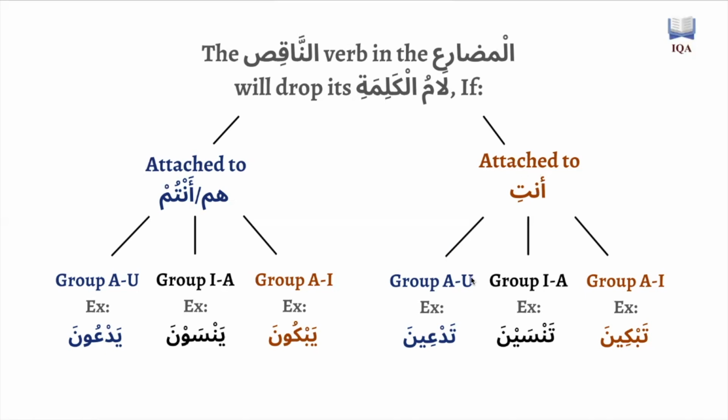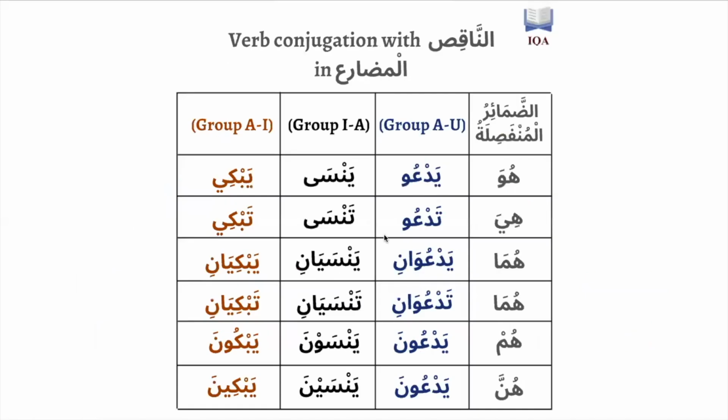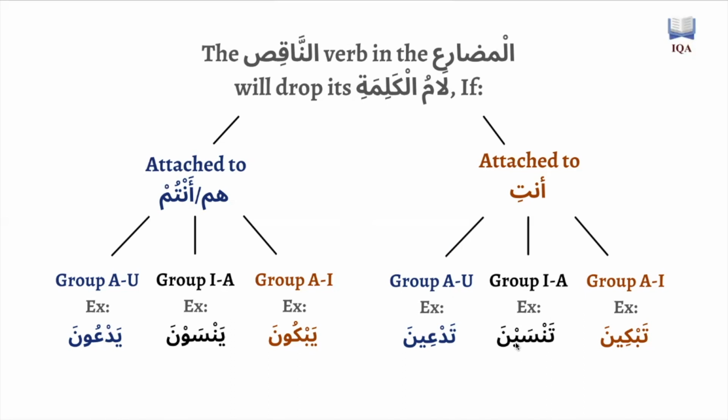For anti, it looks like this. For group AU, you have tada'ina. For group EA, you have tansayna. And then for group AE, you have tabkina. So in all these scenarios, the ya that you see here is the attached form of anti, right? The waw was removed here in order to attach the ya. The ya here is not the ya that was originally here in nasiya, which became an alif, but rather this ya is the attached form of anti. And in tabkina, again, this ya is not the original ya that was part of the verb, but rather it's the ya which represents anti.